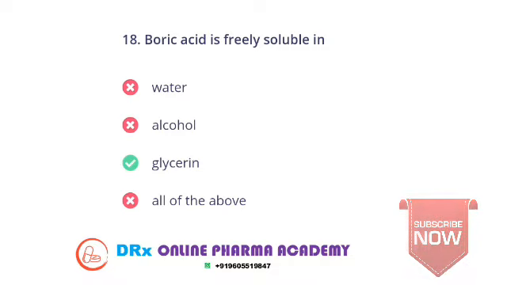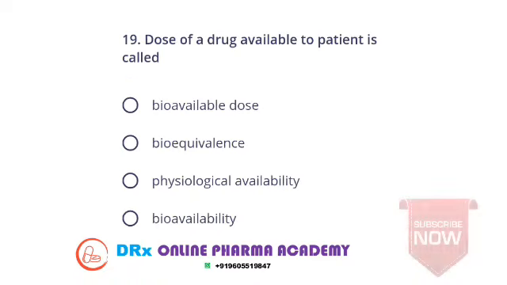Next question. Dose of a drug available to patient is called. Options are bioavailable dose, bioequivalence, physiological availability, bioavailability. And the answer is bioavailable dose. Dose of a drug available to patient is called bioavailable dose.